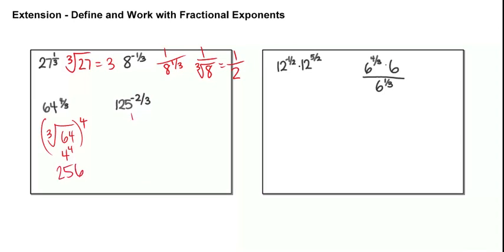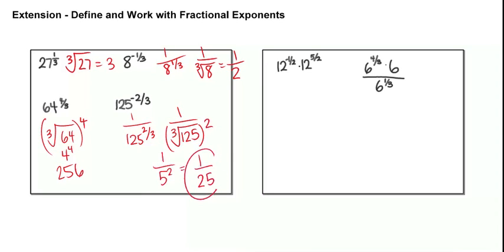125 to the negative 2/3, I'm going to stick it in the denominator first. That's the root. So 1 over the cube root of 125 squared. So the cube root of 125 is 5, and then 5 squared is 25.